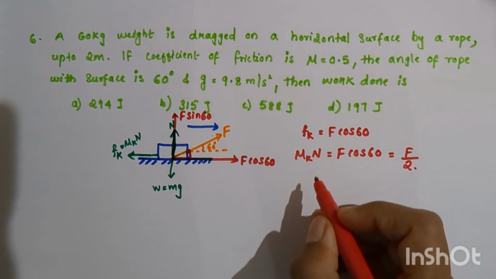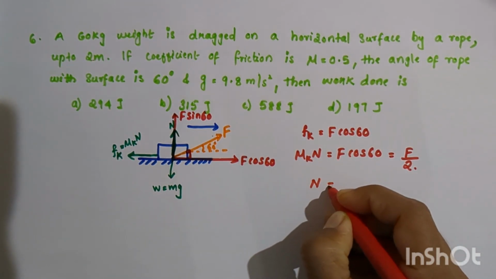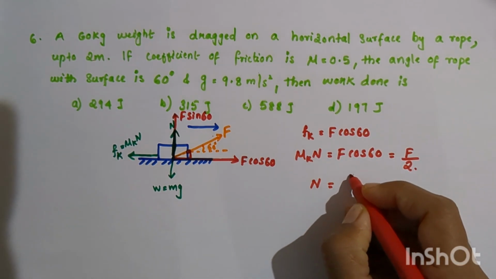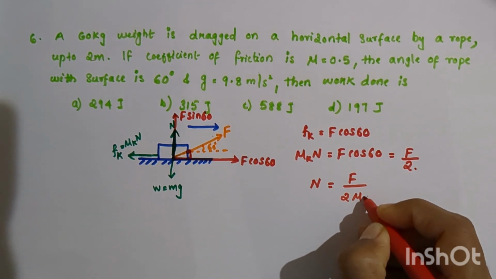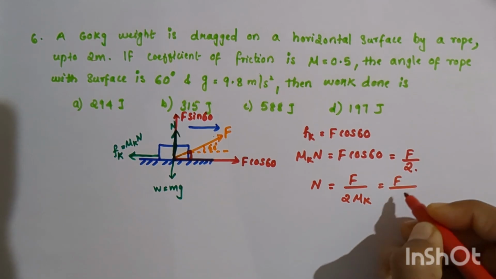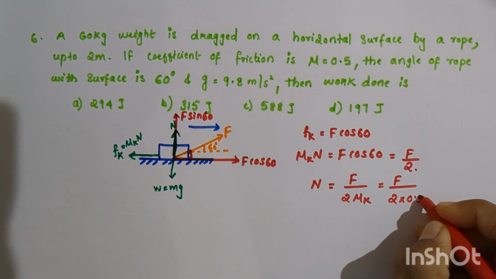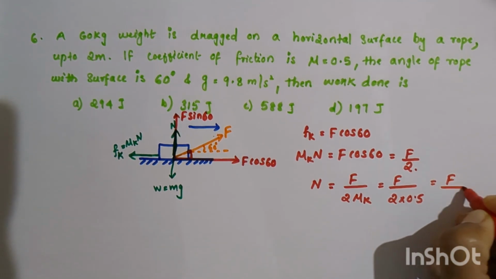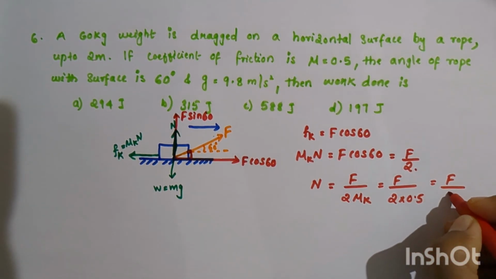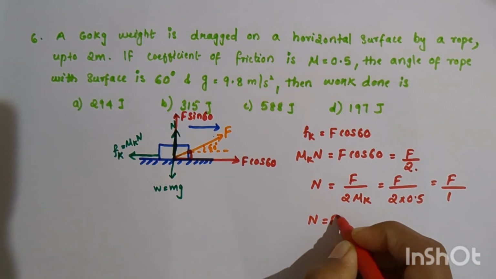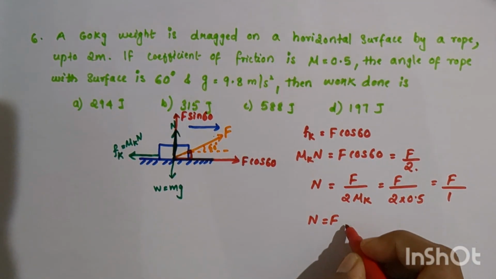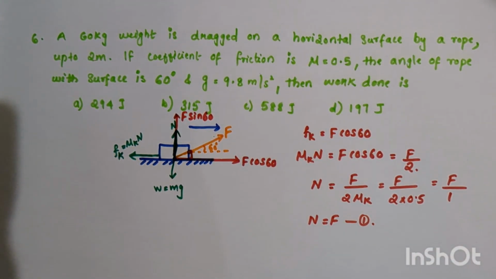Okay, so from this we can write the normal reaction force N is equal to F by 2 into mu k, which is equal to F by 2 into the coefficient of friction, given as 0.5. So this is equal to F by 0.5 into 2, which is 1. That is, N is equal to F. I am taking this as equation number 1.